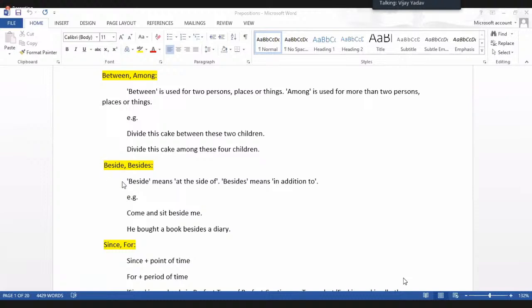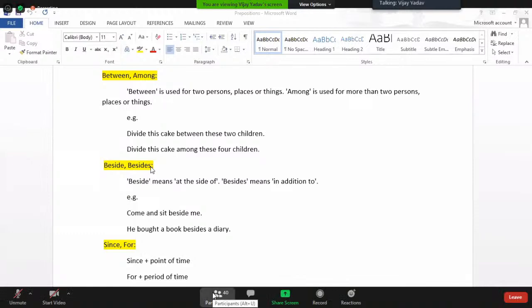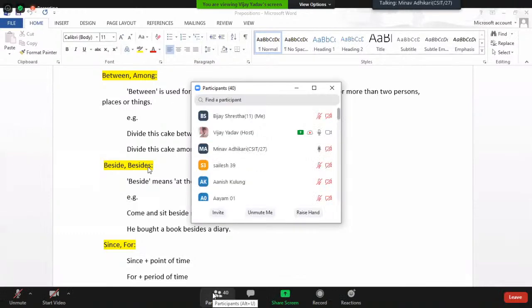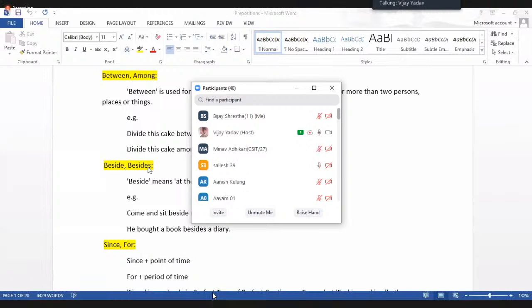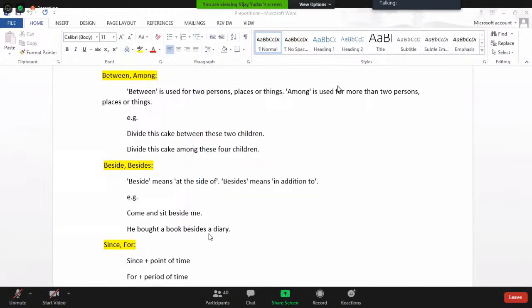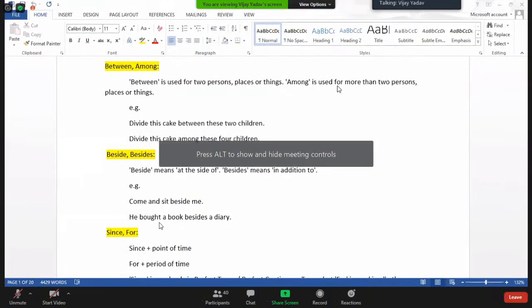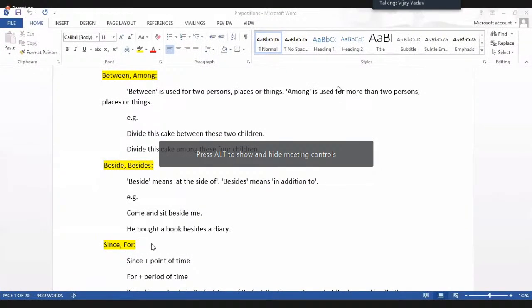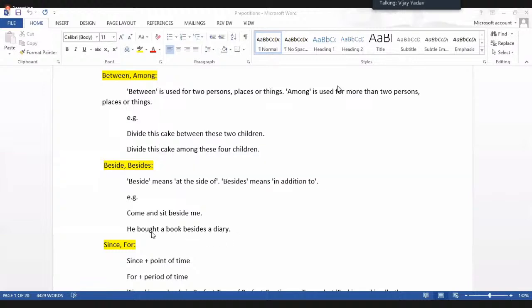So beside means at the side of, isn't it? And besides means in addition to. Besides means including. So here, he bought a book besides a diary. It means he bought a book and he also bought a diary. This is the meaning. Clear? He bought a book besides a diary. It means he bought a book. He also bought a diary. Okay? So both, including: besides means including.